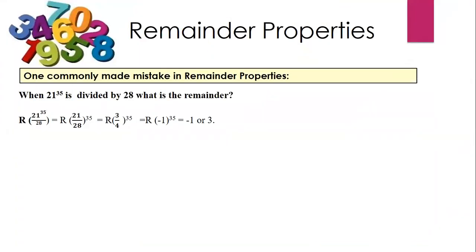Some commonly made mistakes by students, I'll just let you know. When 21 power 35 is divided by 28, what is the remainder? So what they do is apply the rule to the remainder of 21 by 28 to the whole power 35. 21 and 28 both are divisible by 7, they divide it, and we get remainder of 3 by 4 to the whole power 35.